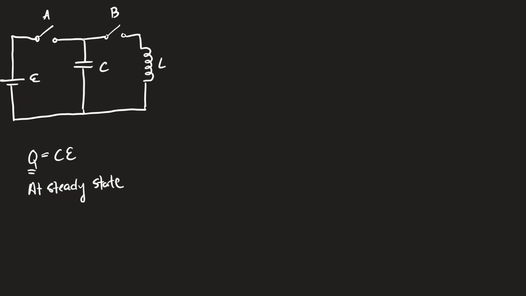So the capacitor is fully charged. I close switch B, and we have a Kirchhoff loop in here. In our Kirchhoff loop, we'll have the voltage drop across the capacitor and the voltage drop across the inductor equals 0.